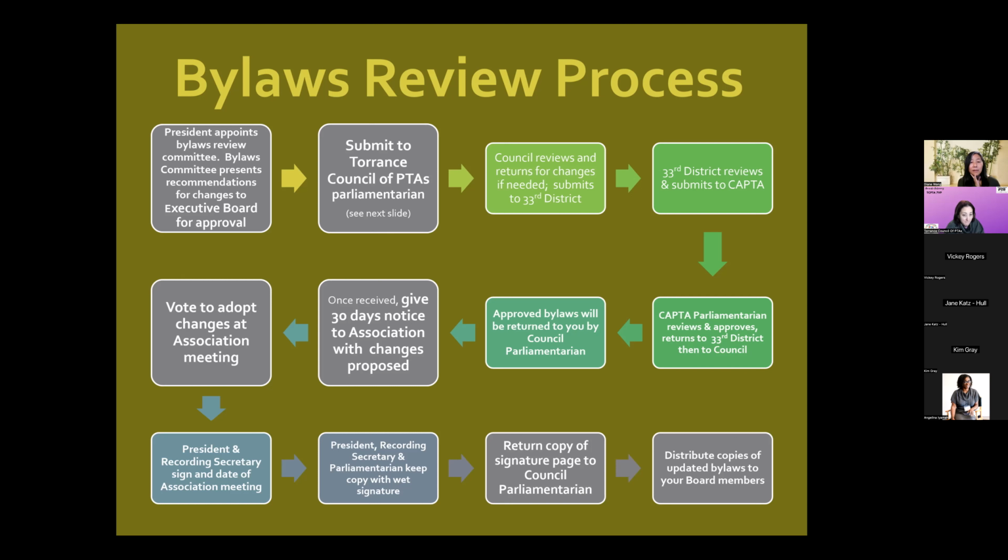Once the CAPTA parliamentarian reviews it and approves it, they sign it and send it back to 33rd District, who sends it back to me, and I send it back to you. At that point, you have to approve it at your association. It is not official until your association has approved it. You have to give 30 days notice again to your association with the proposed changes, and vote to adopt those changes. Once the association has voted, then it is official.